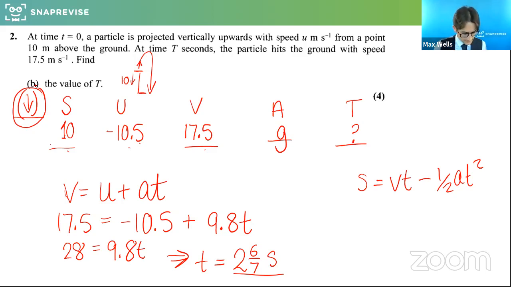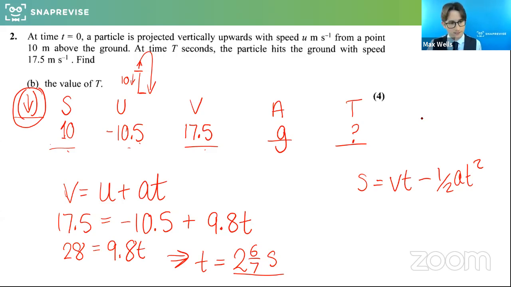Why is S 10? S is 10 because if I say the positive direction is downwards and it's initially 10 meters above the ground, and I'm putting the positive direction as the towards the ground direction, then when it hits the ground, it's been displaced by a positive 10. So it's moved down by 10. So S, the displacement, is 10. Does that clarify that for you?